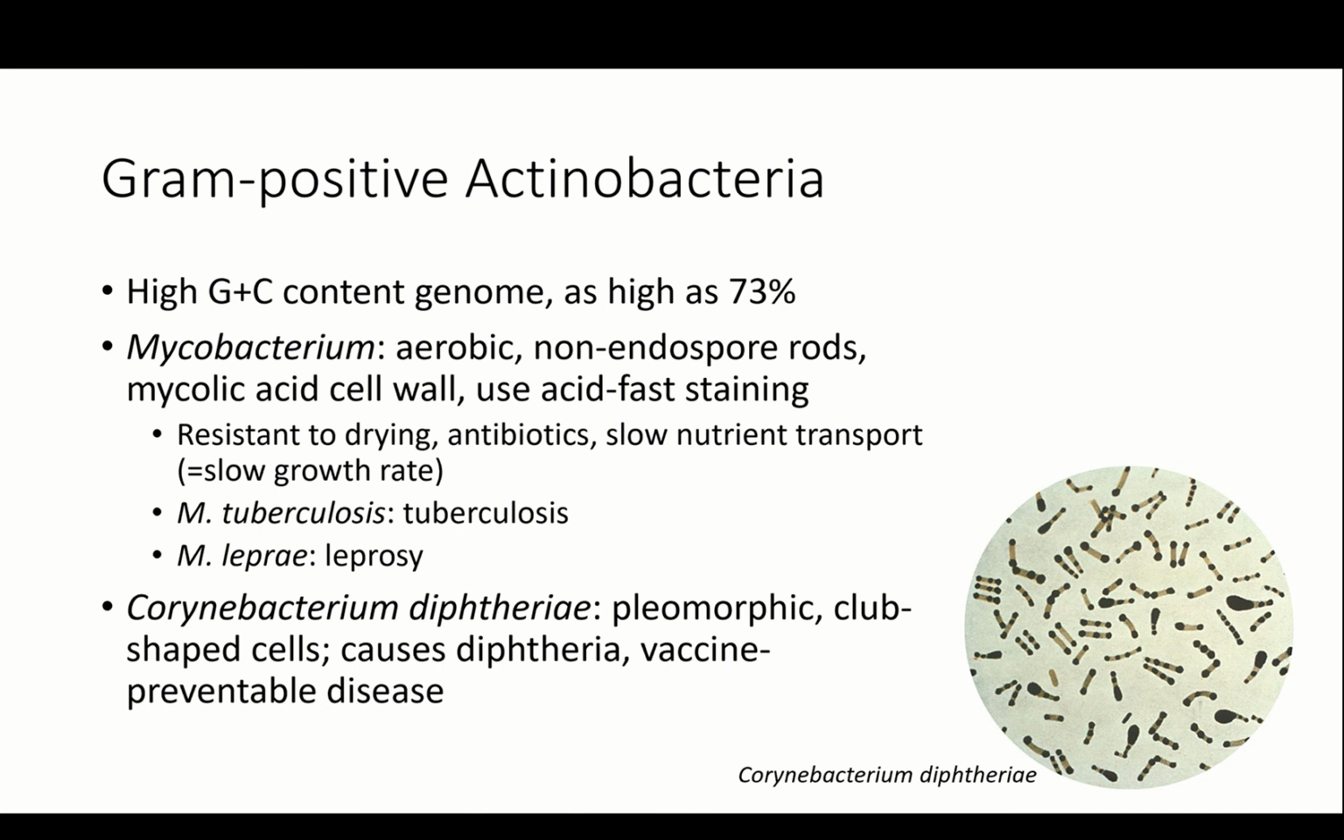From there, we'll switch from the firmicutes to the actinobacteria within the gram-positives. These are going to have a higher GC content in their genome, some as high as 73%. One of the most important within this group is the Mycobacterium. These are aerobic organisms that are rods with no endospores. They are called Mycobacterium because they have a mycolic acid cell wall. So because of that, we can't actually gram stain these. We have to use something called acid-fast staining instead.